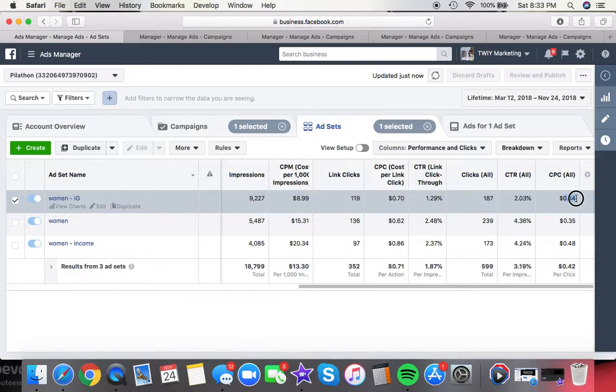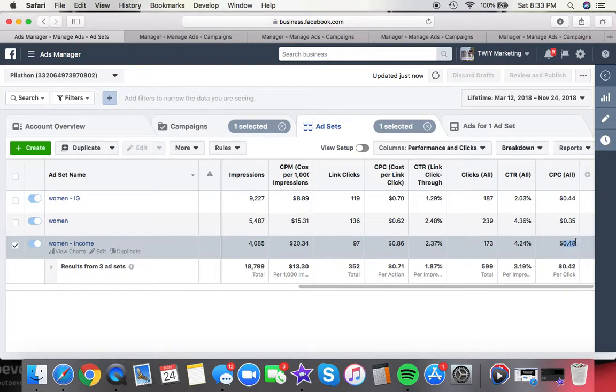Cost per click. We pay 44 cents for a woman to click on our ad for Instagram, and 48 cents for women on Facebook with an income over 100,000 a year. So it's just a couple cents more. But these are factors to look at. So I can see, okay, this alone wouldn't be a reason for me to turn an ad off. It's just good numbers to look at.